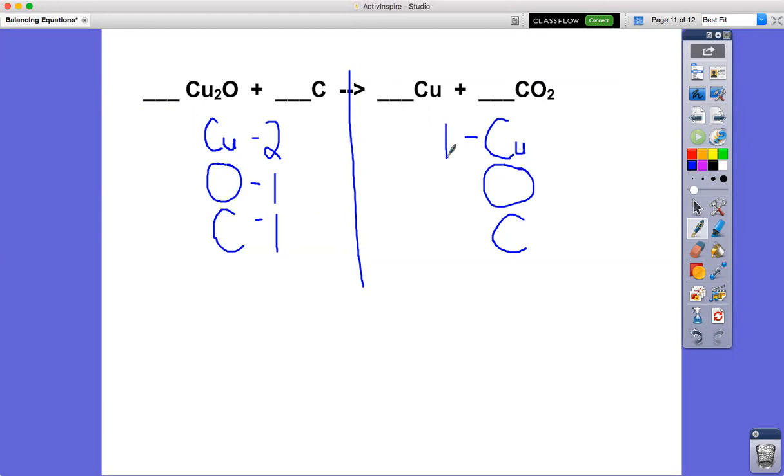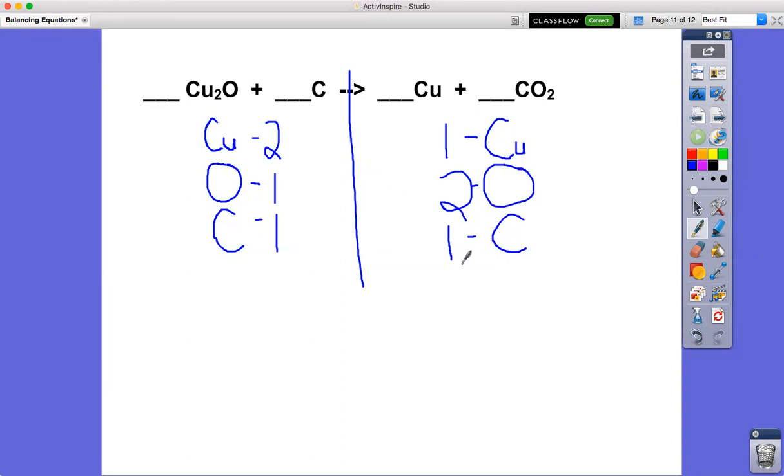All right, how many copper on my product side? 1. How many oxygen? 2. Look at y'all go. Good. Amaya, Cameron, Aaliyah, Amir, good job. Okay, and see why we put them in that order? Because here you would have put them opposite and then it'd be hard to make sure that they were balanced. Okay, how many carbon? 1. Okay, so look at this.